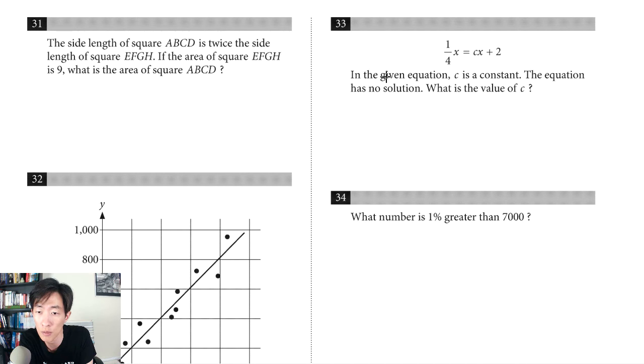Question 33, we have this equation. In the given equation, c is a constant. The equation has no solution. What is the value of c? So whenever you have problems that deal with no solution or infinite solutions, what you want to do is get the x value to drop out and then see what you're left with.